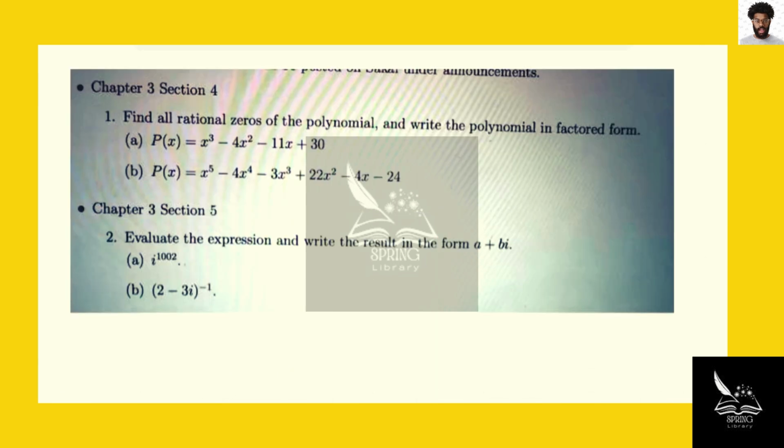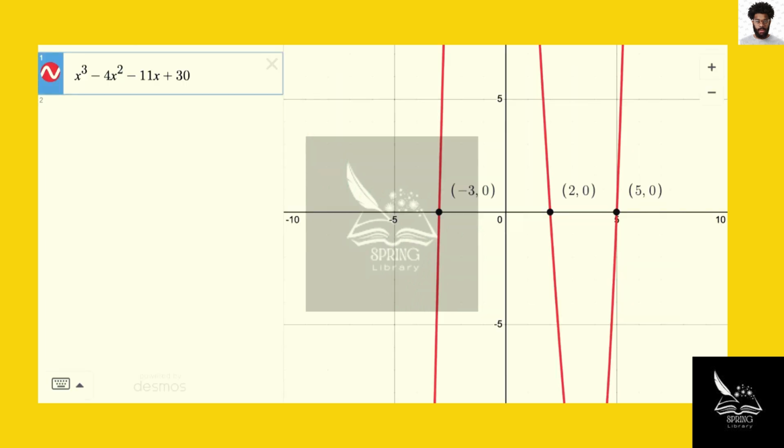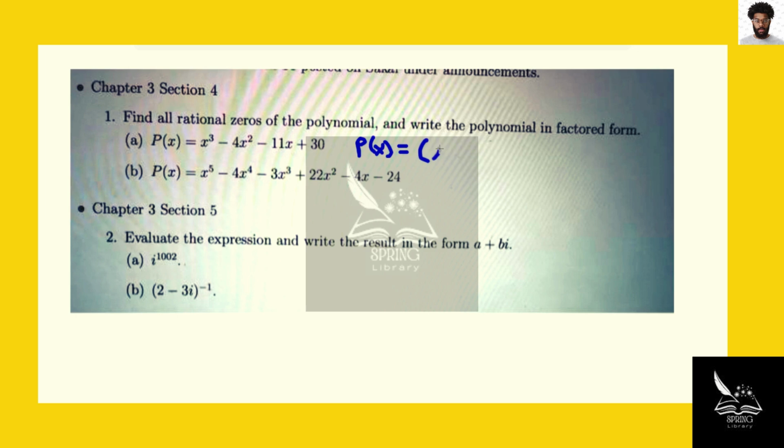So the factored form would be p of x equals, if it has a 0 at negative 3, then a factor is x plus 3. If it has a 0 of 2, then x minus 2 is a factor. And if it has a 0 at 5, then x minus 5 is a factor. So now it's in factored form.